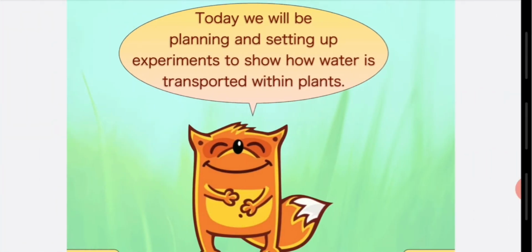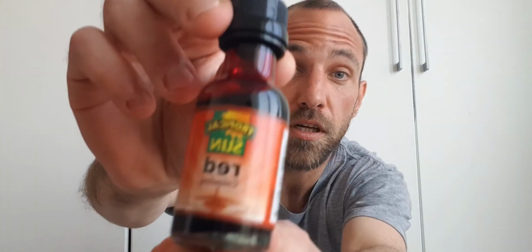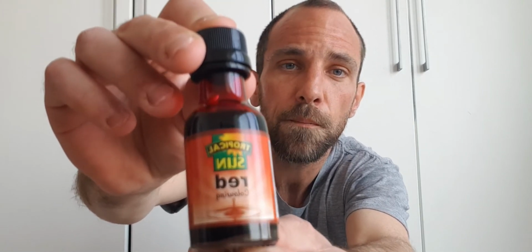So today we're going to be planning and setting up an experiment to show how water is transported within plants. So we're going to look at how the stem transports water up, how it moves water up from the roots up to the leaves. Okay, so for this experiment you're going to need a glass of water, some food colouring, which is red, my one, but you can use any food colouring you want. Probably not best to use a green or a yellow one, and you'll see why later.